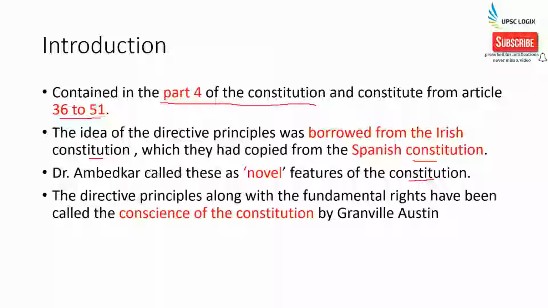This question often comes: who called the directive principles novel features of the Constitution? It was Dr. B.R. Ambedkar. Then the directive principles, along with the fundamental rights, have been called the conscience of the Constitution by Granville Austin. Again this question often comes: who has called directive principles the conscience of the Constitution? It was Granville Austin, so don't get confused. Ambedkar called them novel features of the Constitution, while Granville Austin called them the conscience of the Constitution.